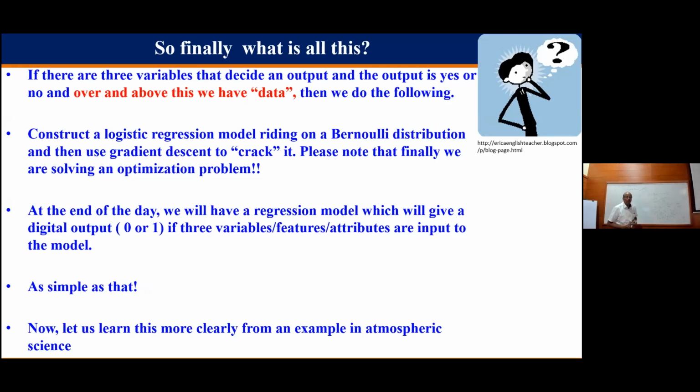How do you build the logistic regression model? I construct it riding on a Bernoulli distribution, because unfortunately the output is digital. I will either play or I will not play. So I am stuck. It is not a regular regression, which I have been taught from childhood, like finding the average height. Now I got a digital output. Therefore, logistic regression rides on a Bernoulli distribution, not a Gaussian distribution. And then I use gradient descent to crack it.